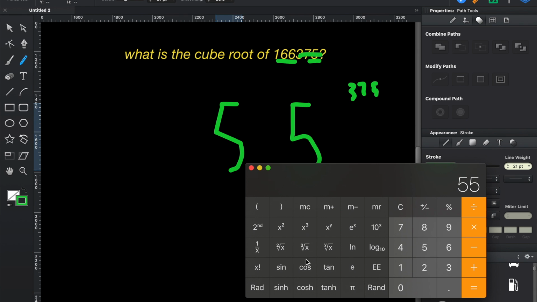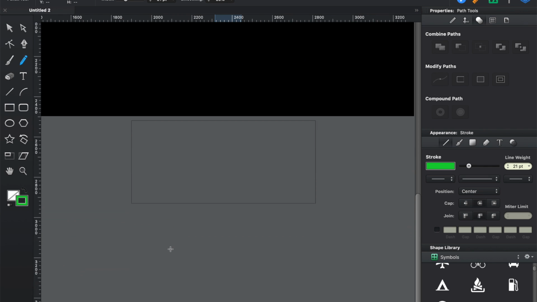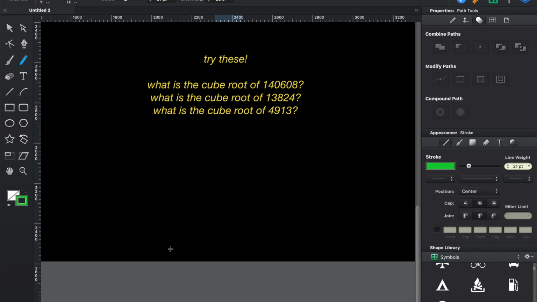So we have 55. No. Oh, yeah, you can do that, and then you can just cube it. Yeah, 166,375, or we can take the square root of that, or 55. Yep, that was correct.